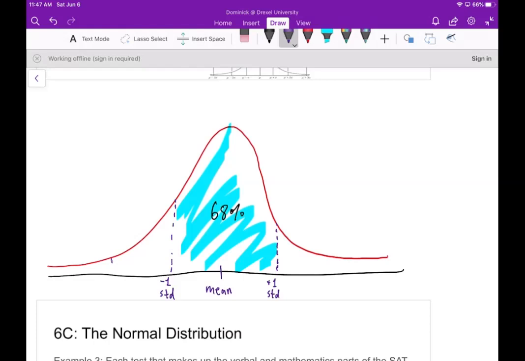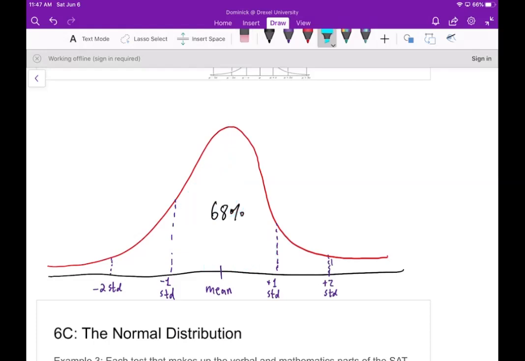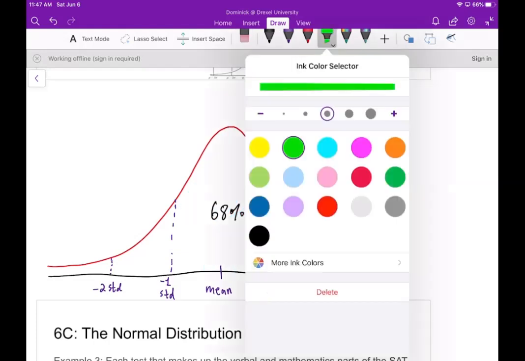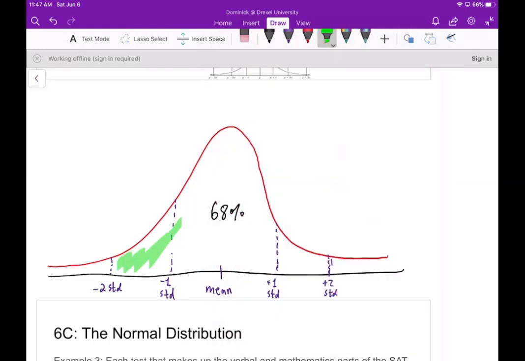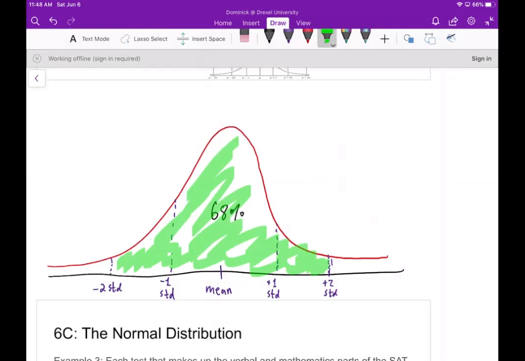Now, if you go out to 2 standard deviations, right, let's erase this one. And we're now talking about this region. So everything in the middle, 68, but now also this. In that green part, you're going to have 95% of the data points.